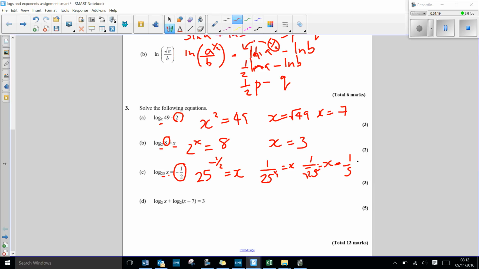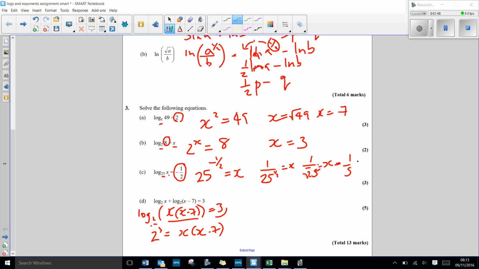Here we have two separate log statements on the left hand side, so we can join those together because they're adding. So log base 2 of x times x minus 7 equals 3. We then have a log statement as we have up above, so we can say that 2 to the power 3 equals x minus 7. Hopefully you notice at this point we have a quadratic.